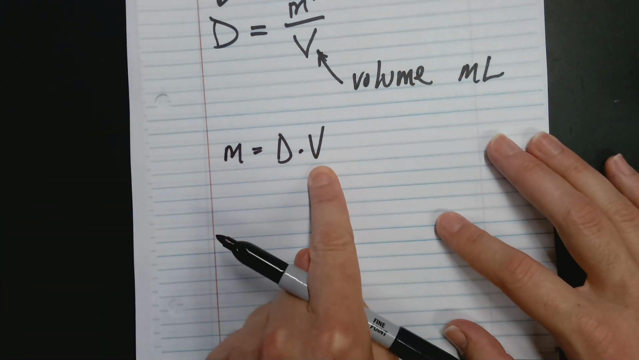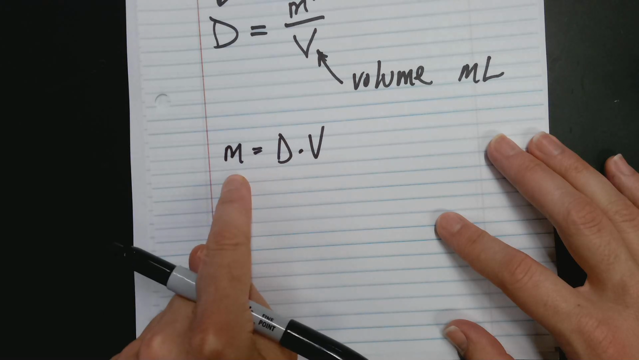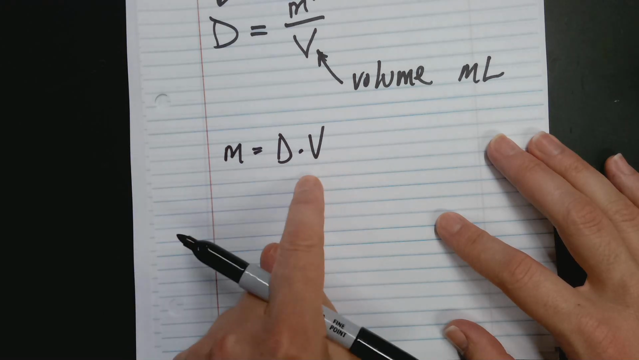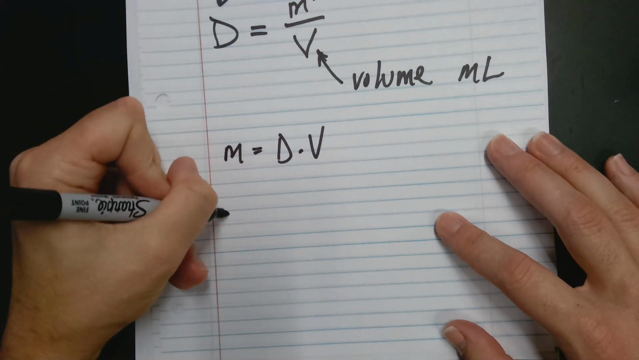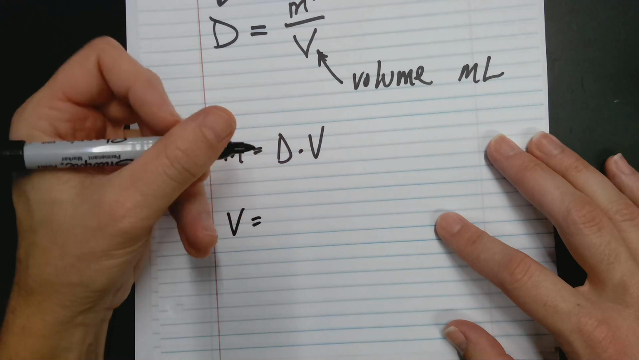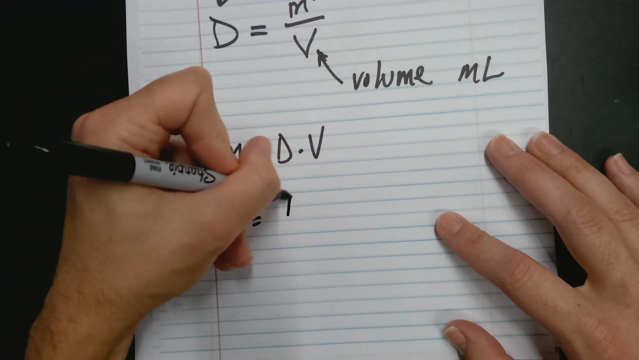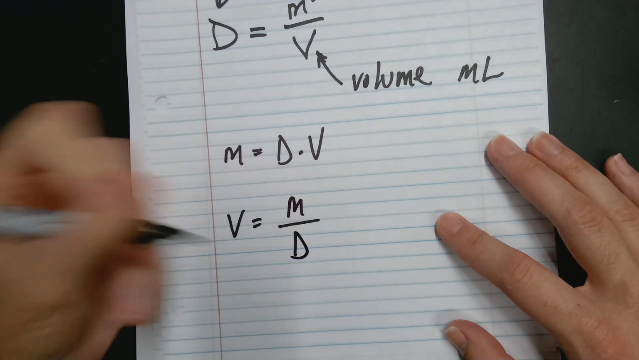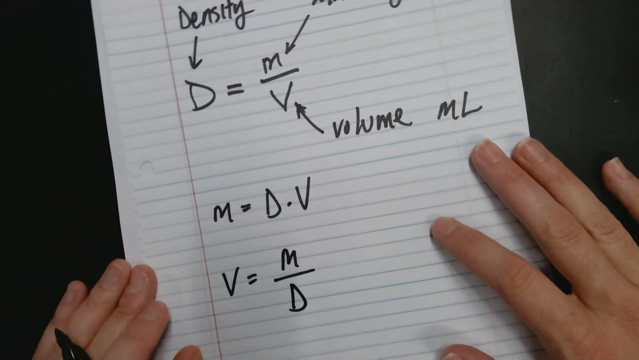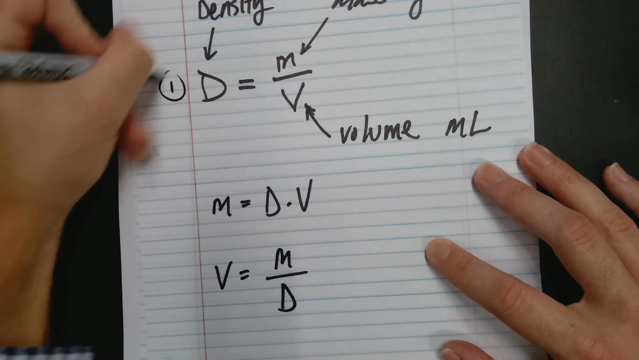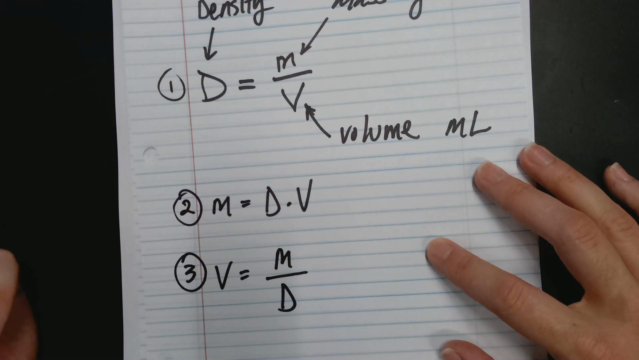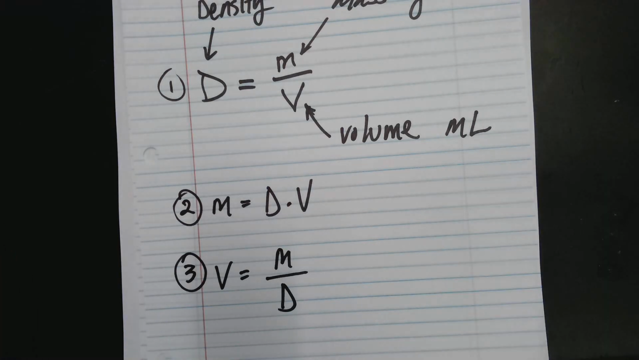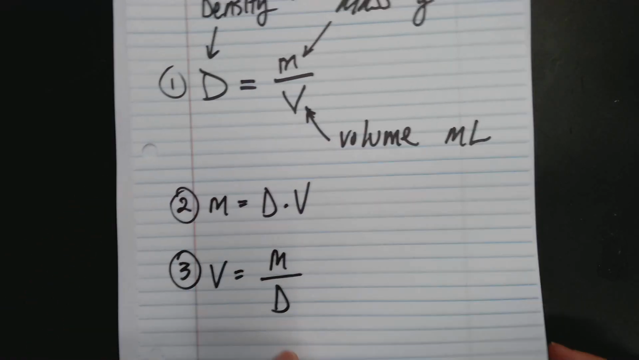Now, if I want to solve for volume because I'm given density and mass, all I would have to do for this equation is divide by density on both sides, and then I would have V by itself. So I would get volume equals mass divided by density. So these three equations, I'll just call them equations 1, 2, and 3, are the same equation, just written in different ways. So now let's use this to look at a couple of sample problems.